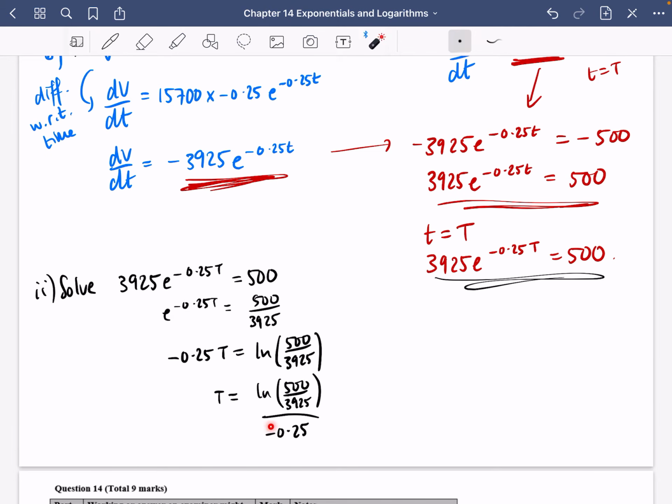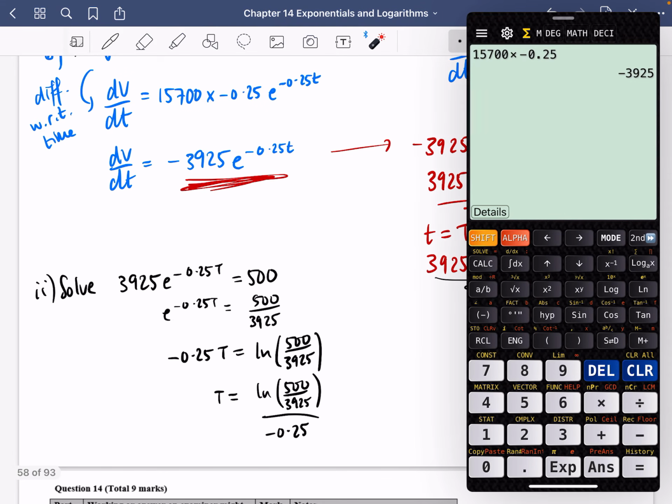That's weird that we're dividing by a negative. Makes me think this thing has got to be a negative so that overall time becomes positive. Let's see. So we're going to do the ln of 500 divided by 3925. Good, it's negative. And I'm going to divide that by minus 0.25. So we get that the answer for T is 8.242 years.